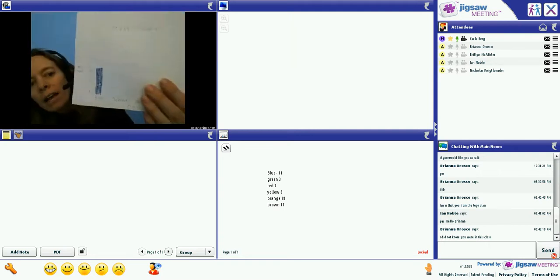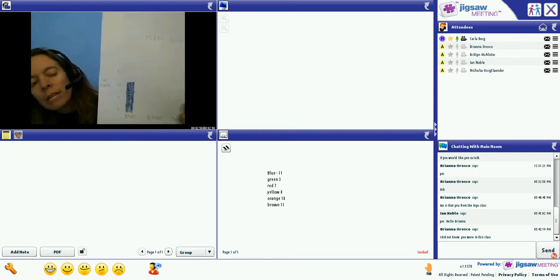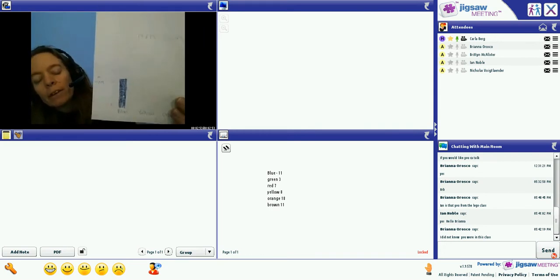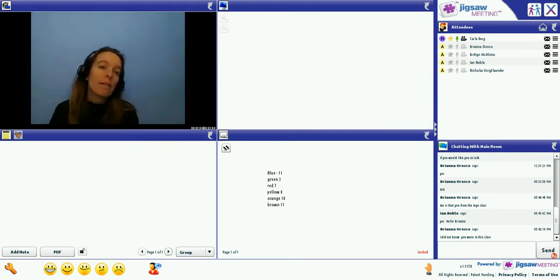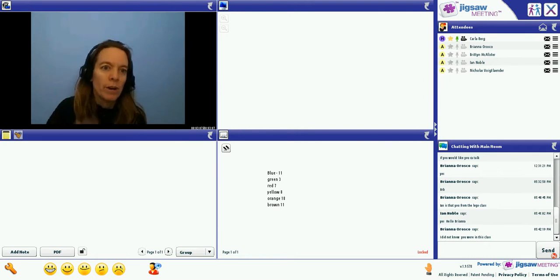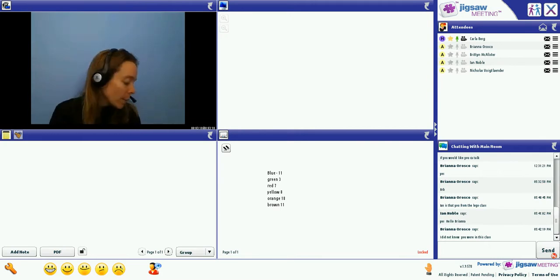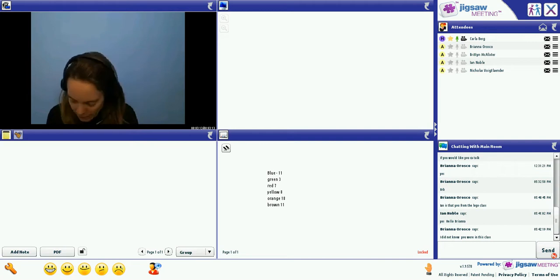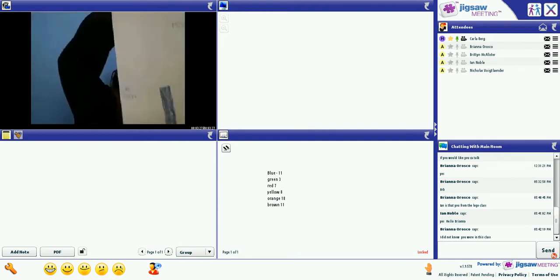So if you look at my graph, I had 11 blue M&Ms. I counted up 11 squares. And I now colored in my bar. When I'm doing a bar graph, I use 2 squares next to each other to create my bar. So now I'm going to do my yellow. And my yellow had 8. So I'm going to count up to 8. And I'm going to make my bar, which will look like this.